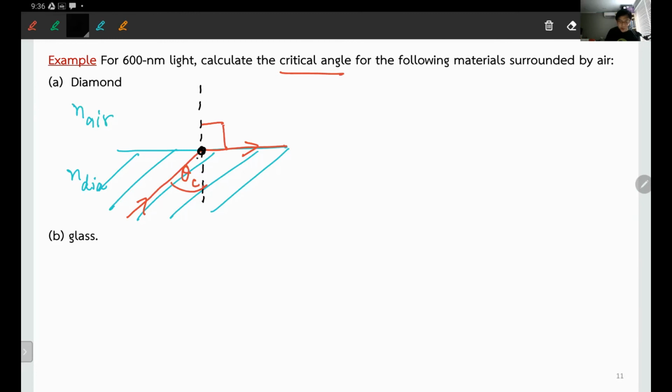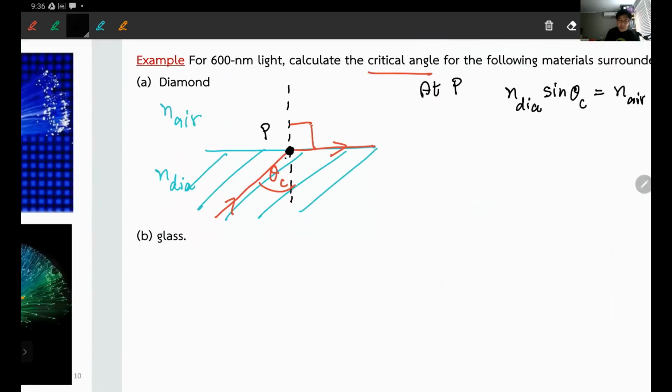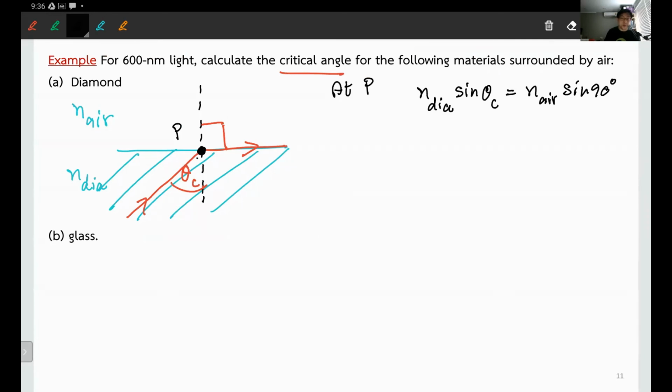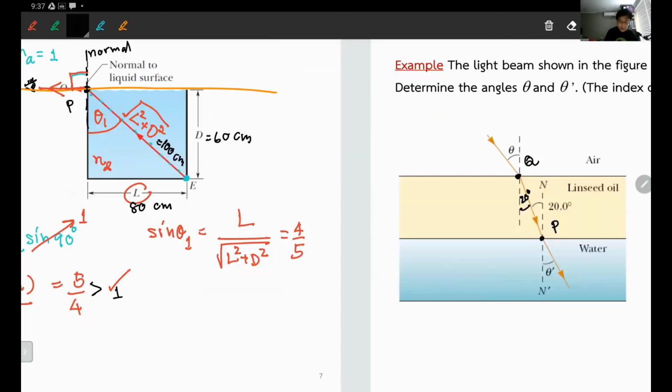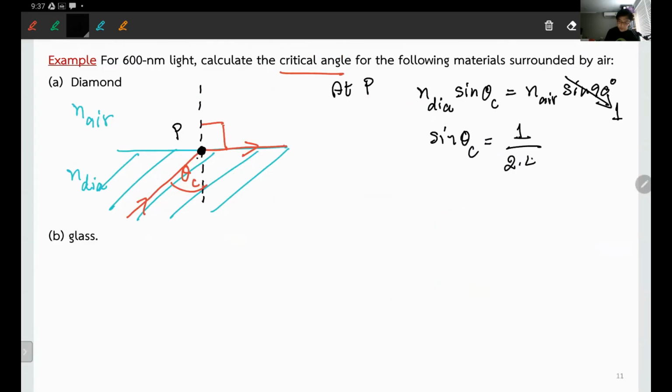At the point of refraction, once again, I can call this point P. At that point, I start with n_diamond sine theta_C equals n_air sine 90. See that? I actually don't need to memorize this formula at all, because I can always start from Snell's law and set the refracted angle to be 90 degrees, and then the incoming angle is automatically the critical angle. Sine 90 is 1, so n_air sine 90 is 1. For diamond, if you look back at the table that I commented on before, the diamond is about 2.4. So from here, you can figure out what theta_C should be.